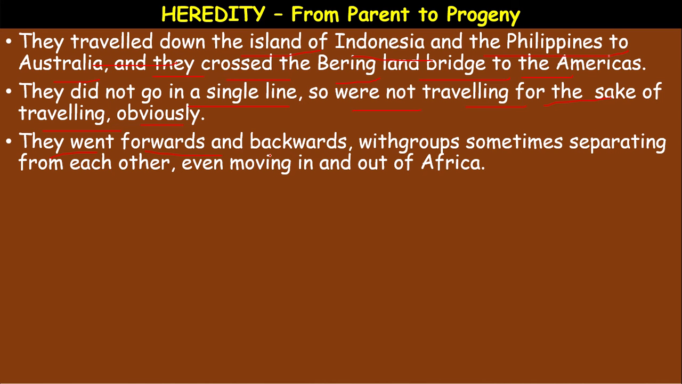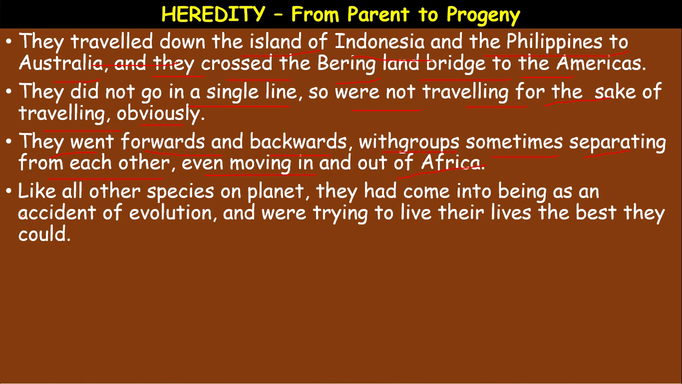They went forwards and backwards with groups, sometimes separating from each other, even moving in and out of Africa. Like all other species on the planet, they had come into being as an accident of evolution and were trying to live their lives the best they could.